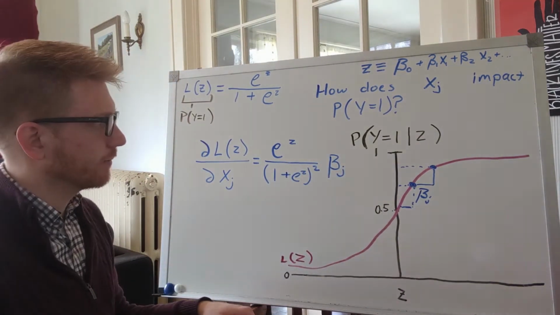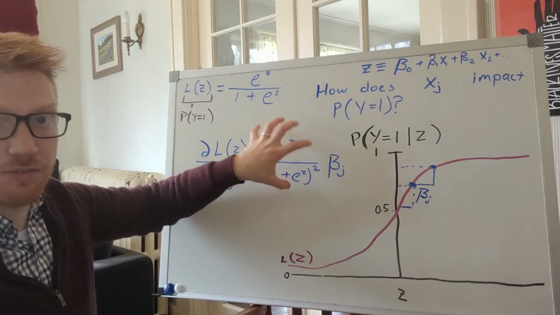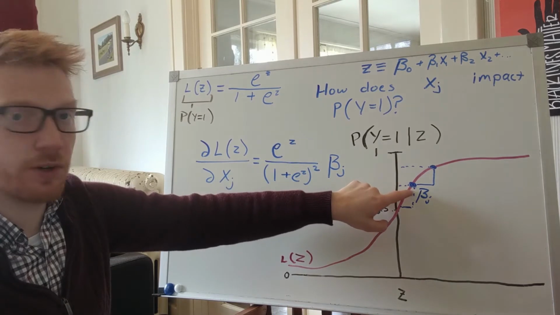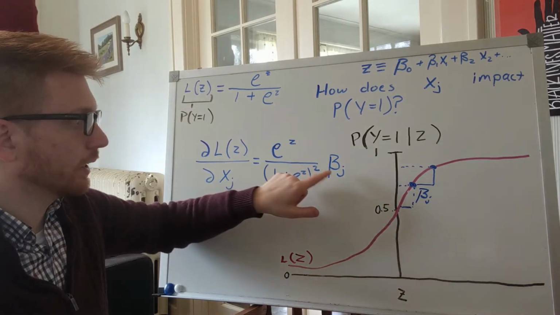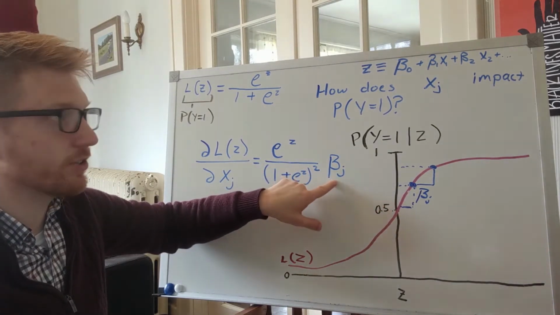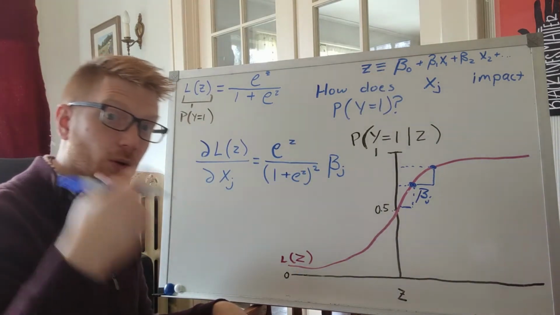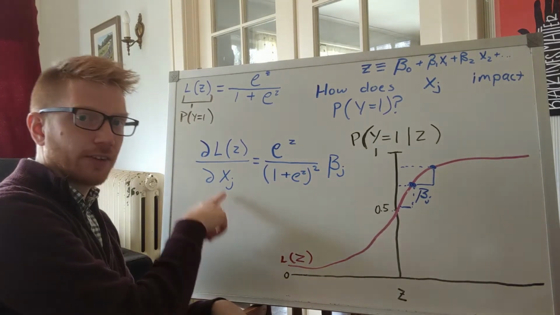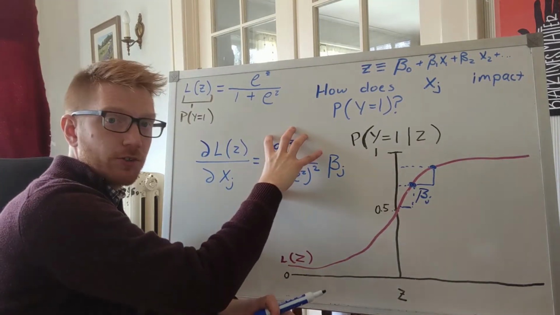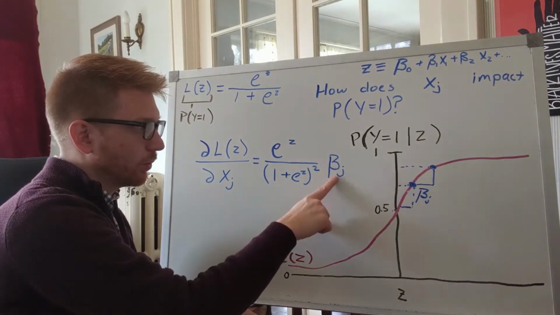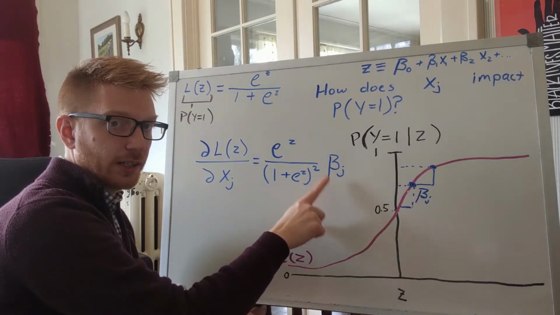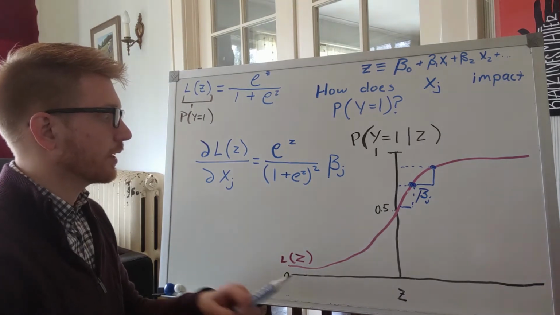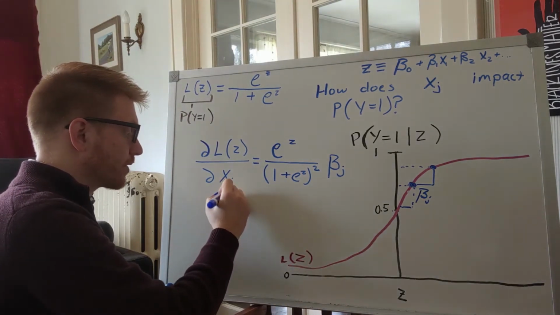times beta j. So this is a function of all of the other x's. It's a function of where you start. And then this is a function of our betas. So the only difference, if we change this from x1 to x2 to x3, this first component isn't changing. All that's changing is the second component of how much z is being changed. This is the marginal effect.